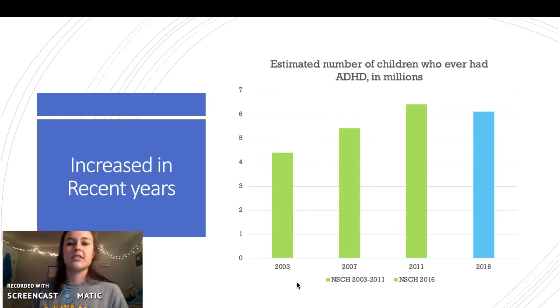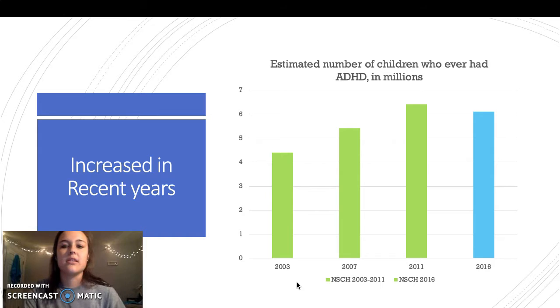And like I said, here's a graph from 2013 to 2016 of the number of kids who've had ADHD. And obviously it does vary, but it's pretty much in the same range of being between 4.0 and 6.5. So, yep.